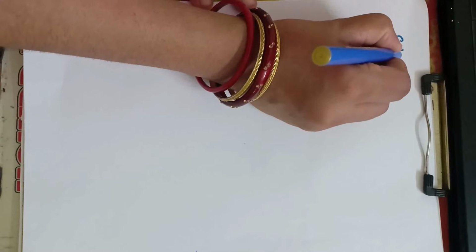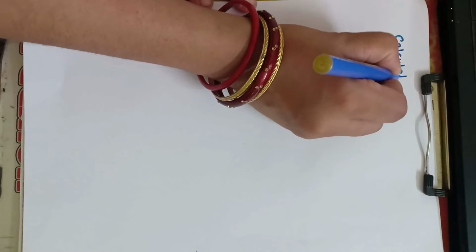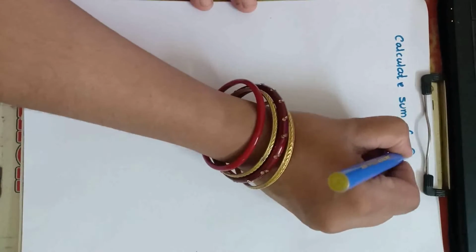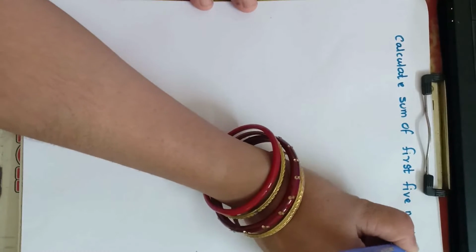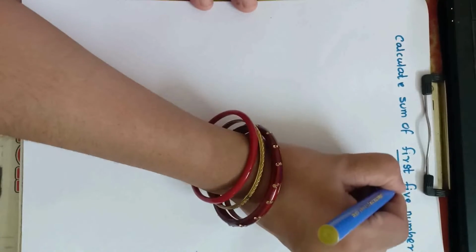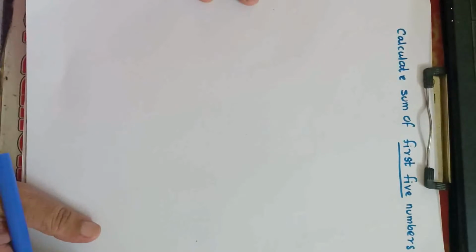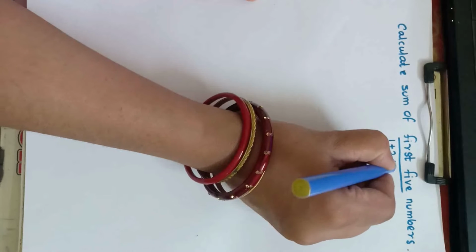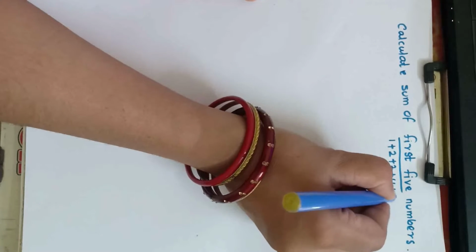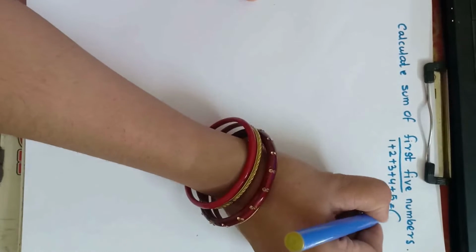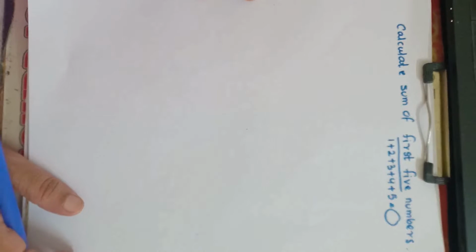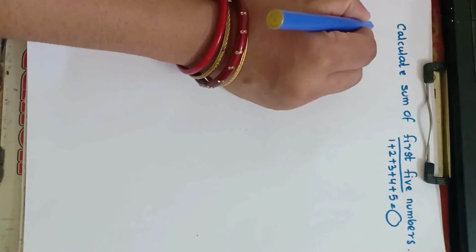We have to write: calculate the sum of first 5 numbers. We have to calculate the sum of first 5 numbers. That means what? 1 plus 2 plus 3 plus 4 plus 5 equals to what? This is our question. What is the answer of this one? So for this we write our C program. So first we start our program.